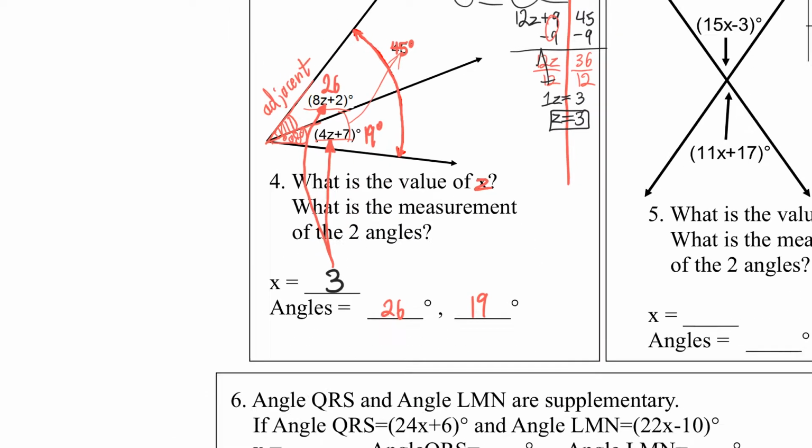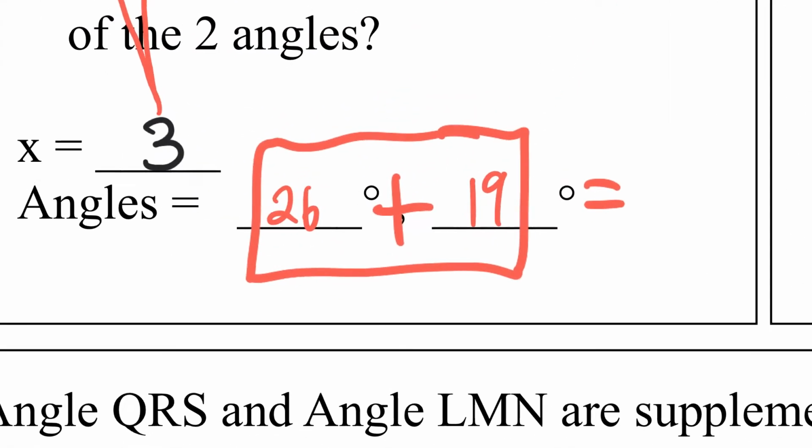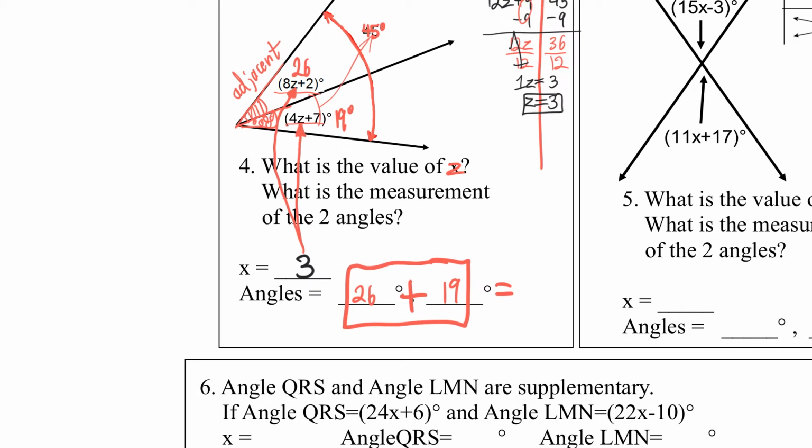Yep. 19. Okay, and then think about this. If you were to take 26 and 19 and add those up, what do you get? If you add 26 and 19, what do you get? 45. You get 45, which is right there. It should be that number right there.